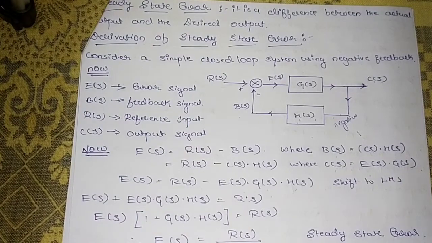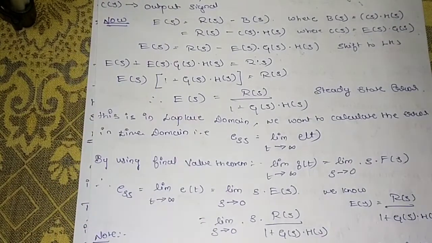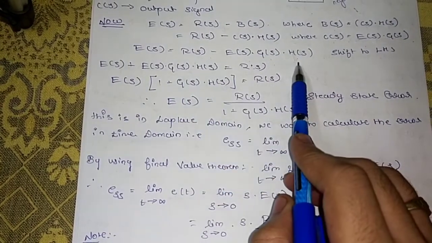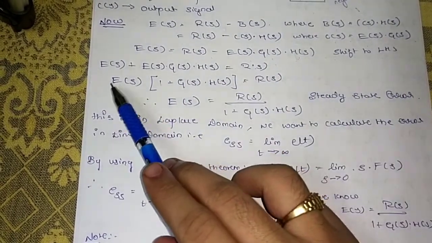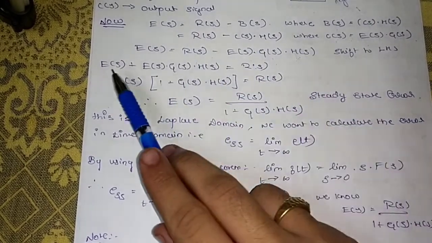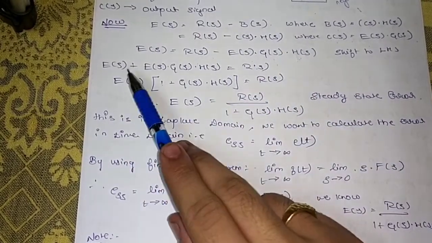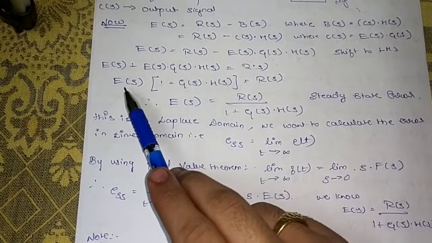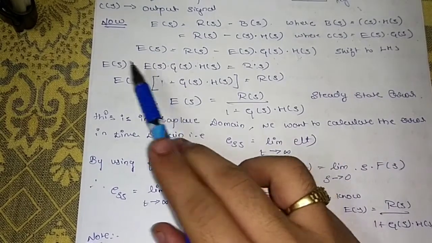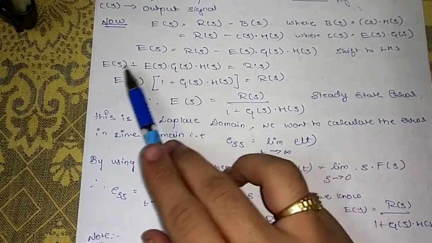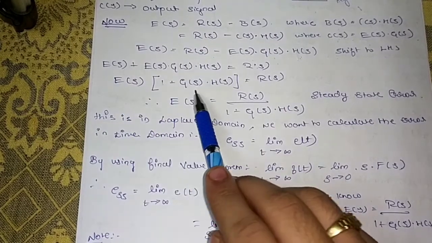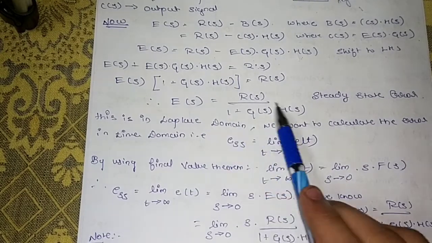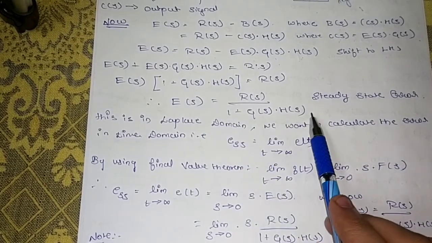Okay, now I got E(S) equal to R(S) minus E(S) G(S) H(S). Shift to the left-hand side. This term I will shift to the LHS. E(S) plus E(S) into G(S) into H(S) is equal to R(S). Therefore, taking E(S) common, E(S) into 1 plus G(S) into H(S) is equal to R(S). Therefore the error signal E(S) is equal to R(S) divided by 1 plus G(S) into H(S).